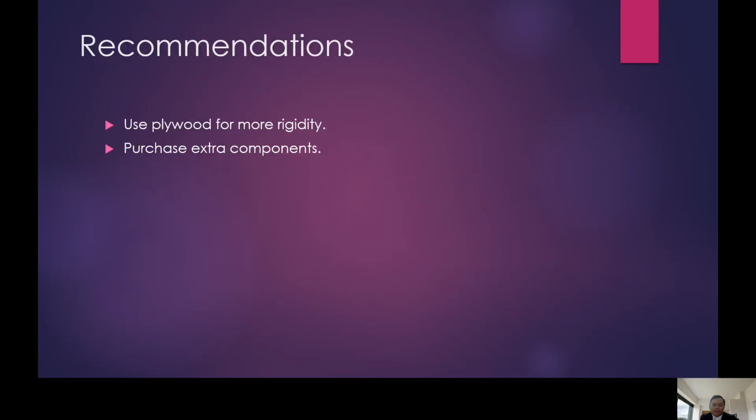Okay, recommendation. My recommendation for this project, the first one, is use plywood for more rigidity. So by purchasing plywood instead of cardboard, it will make the mockup stronger, more rigid, because multiple attempts using cardboard will decrease the strength of the mockup. If you install them and then you get trial and error, you have to rip it off and then install it back. So this will reduce the strength of the mockup.